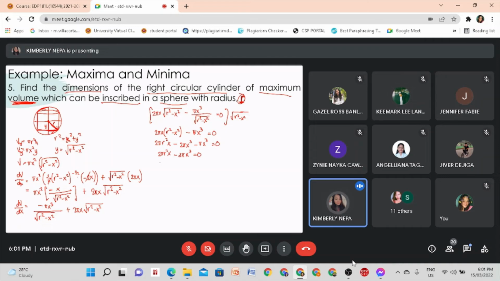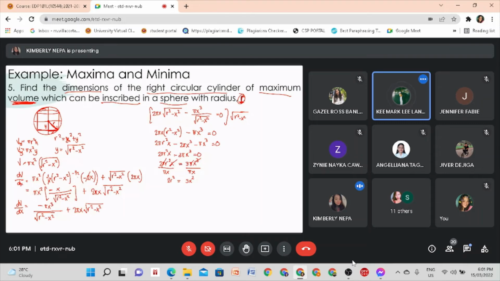We can equate the two: 2 pi r squared x is equivalent to 3 pi x cubed. What's common between them that we can eliminate for both? Pi and x. So we can divide both sides by pi and x since they are common. So 2r squared is equivalent to 3x squared, right?